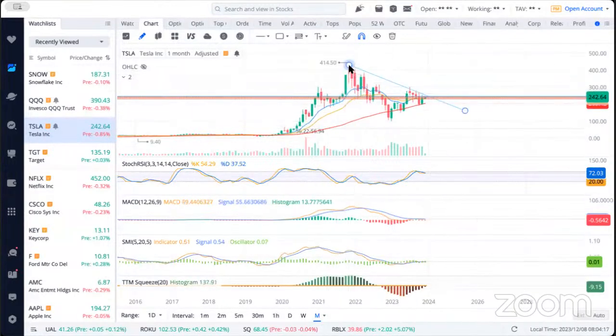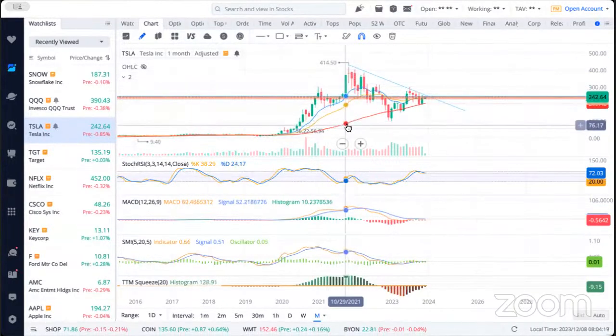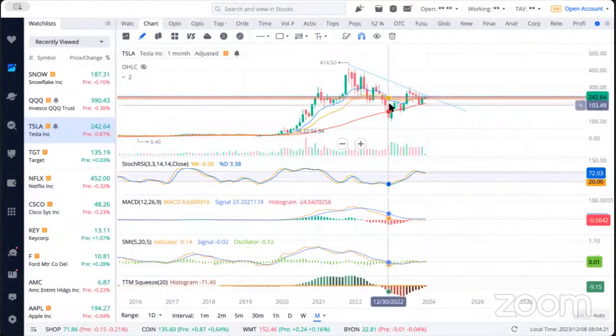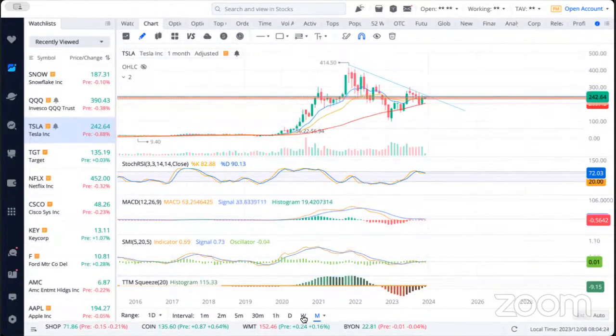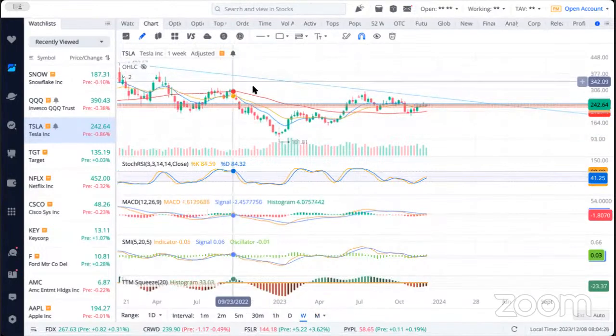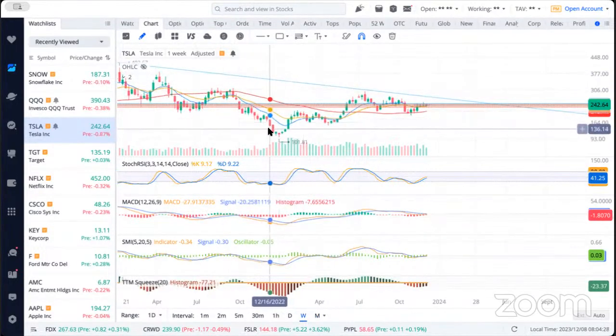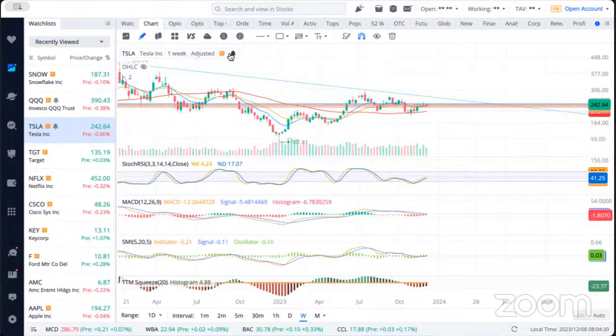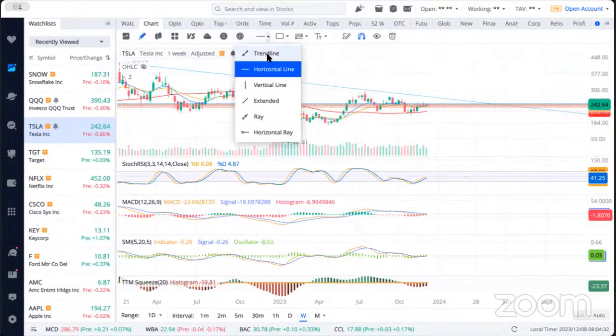So we got this broad movement here, and we're getting tight, right? So forming on the monthly. We also got it forming on the weekly. All right, we're uptrending here, right? So you can definitely see this here.